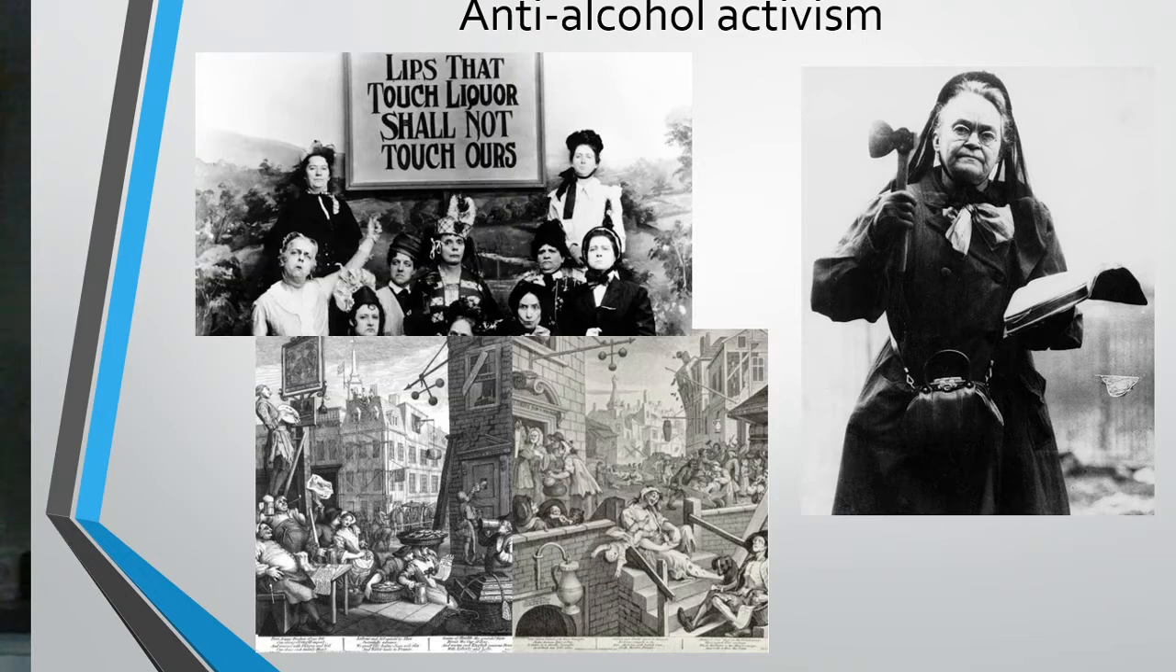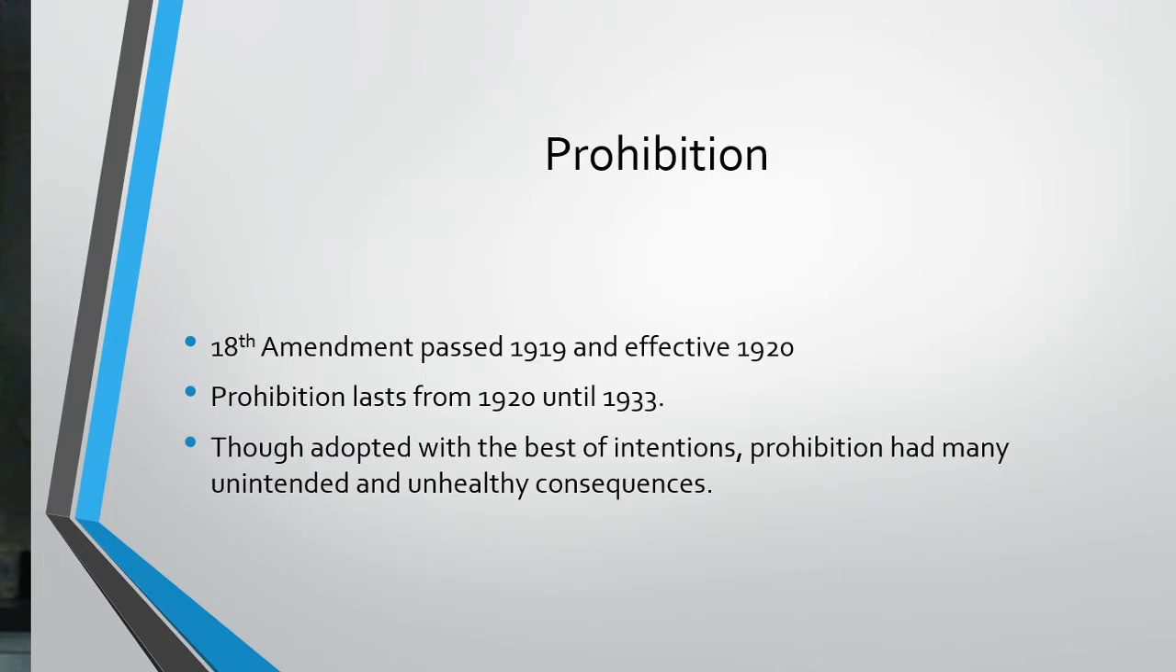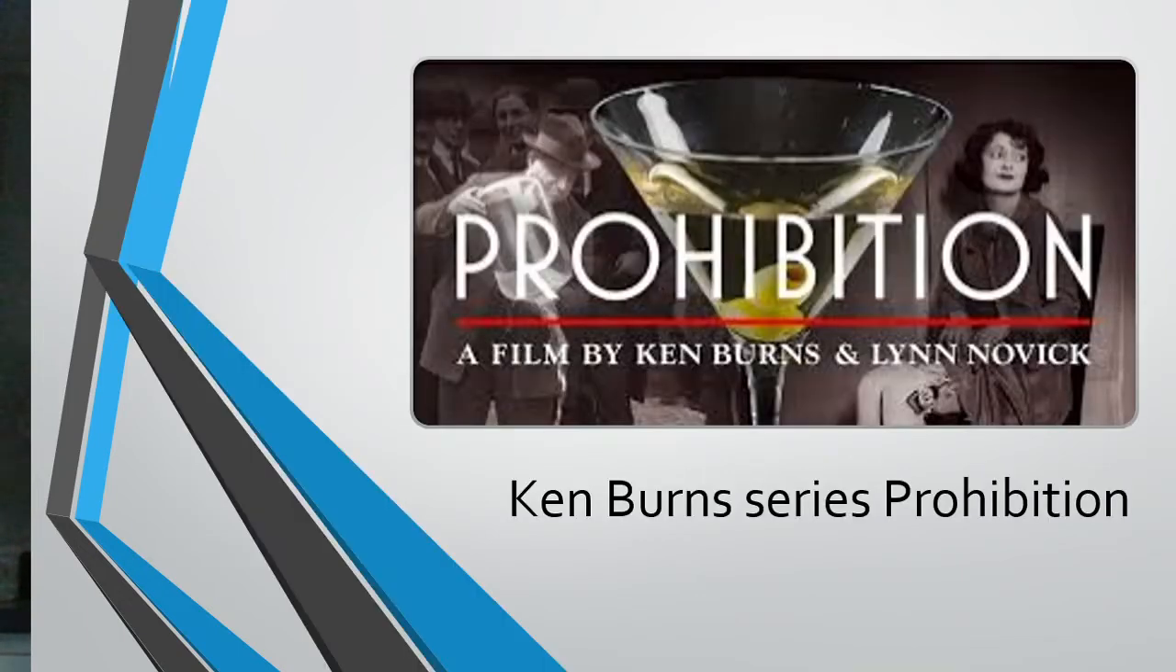Anyway, a bunch of things were tied up into this, and the empowerment of women was a big deal. Women really pushed the prohibition movement in this country. The 18th Amendment passed in 1919. It became effective in 1920. The noble experiment, prohibition, lasted from 1920 until 1933. And like a lot of things that happen when you pass laws, which are reactive, and we've talked about that in the 1304 class, even though it was adopted with the best of intentions, prohibition had a lot of unintended and unhealthy consequences attached to it.